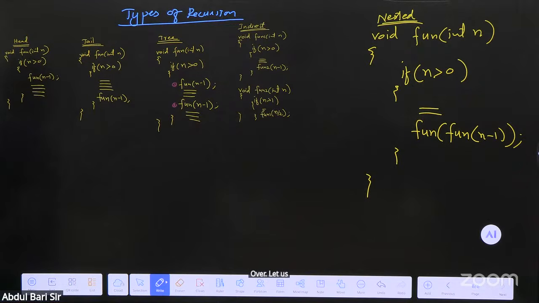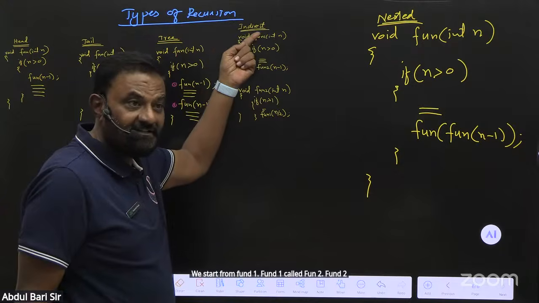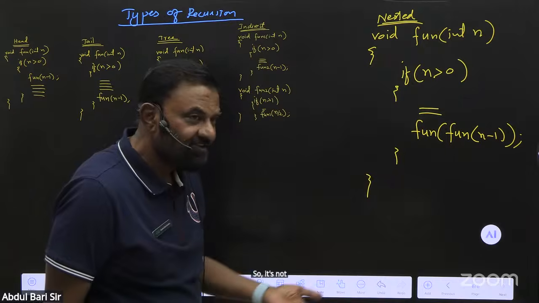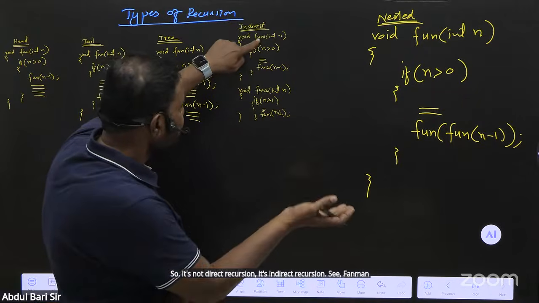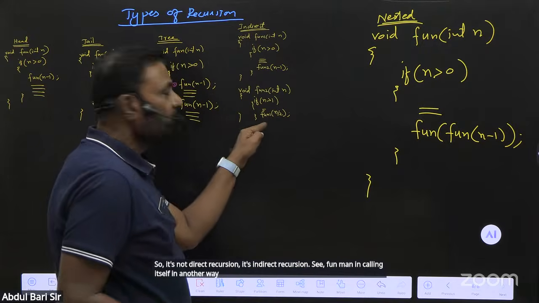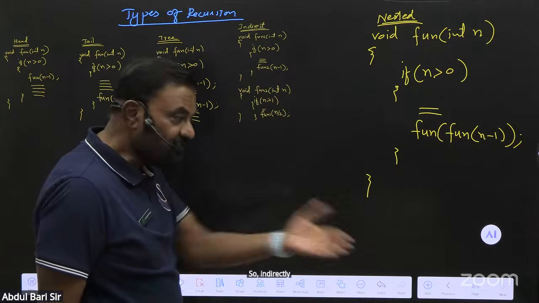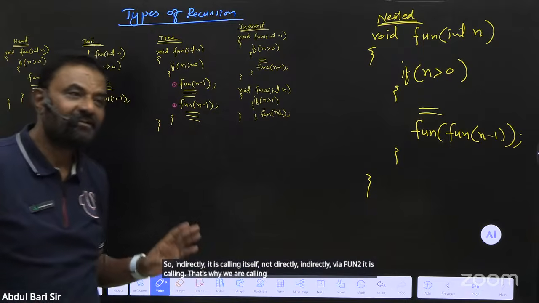Let us move to next. We start from fun one. Fun one called fun two, fun two called fun one back. So it's not direct recursion, it's indirect recursion. Fun one is calling itself in another way, not from here, but from fun two. So indirectly it is calling itself, not directly. Indirectly via fun two it is calling. That's why we are calling it indirect recursion.